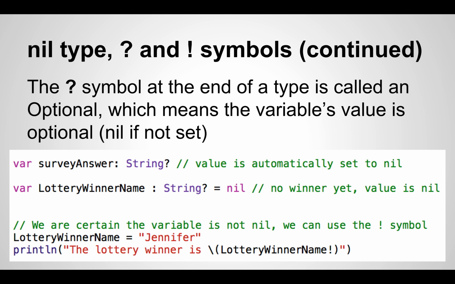And if you print at the end, in the last example, you see that the lotteryWinnerName we set equal to Jennifer. So if we print it, it will print Jennifer now and not nil anymore.